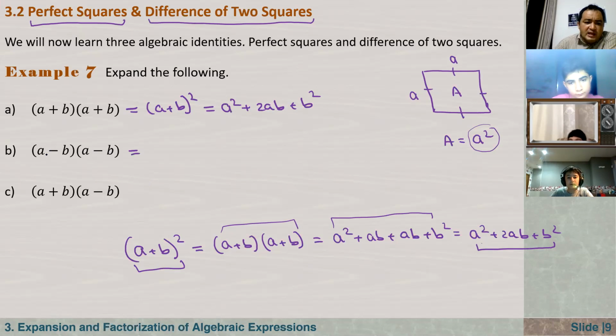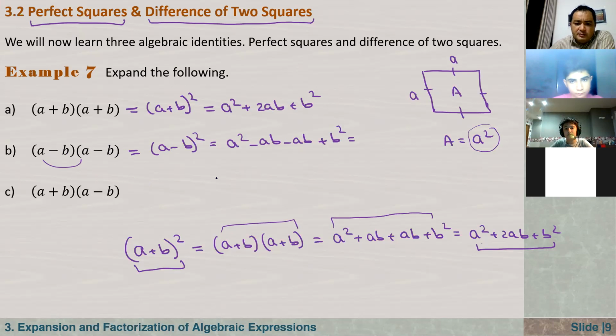And how about here? (a minus b) times (a minus b). Also, actually, I can write it as (a minus b) squared. Or if you expand this, a times a is a squared, and a times negative b is minus ab, minus b times a is minus ab, and minus b times minus b is plus b squared. And in the middle, here we have a squared minus ab minus ab, that is minus 2ab. And here we have plus b squared. That's also a perfect square.